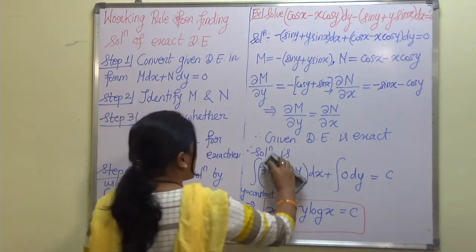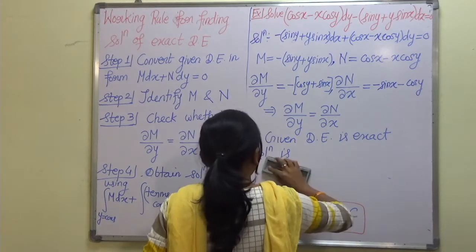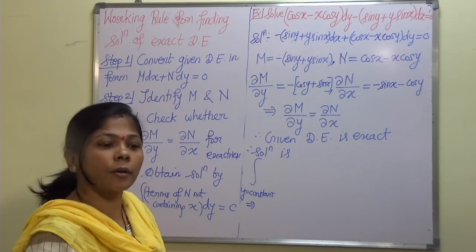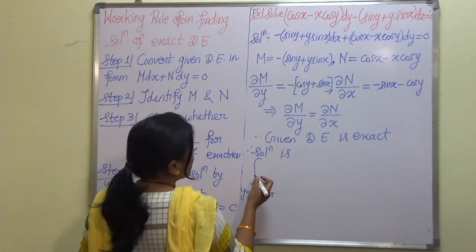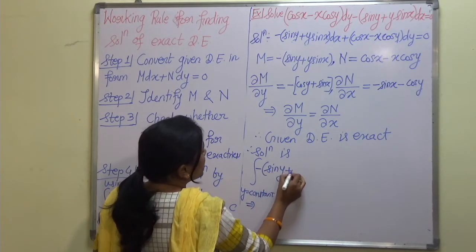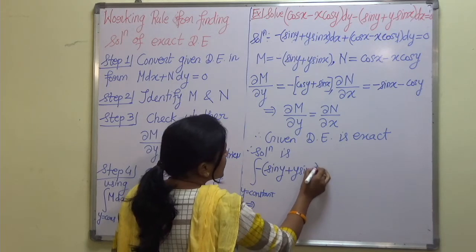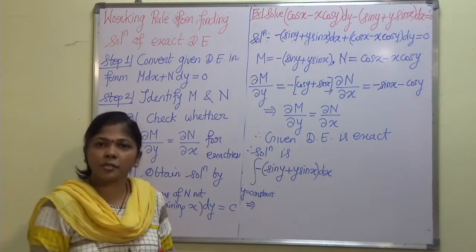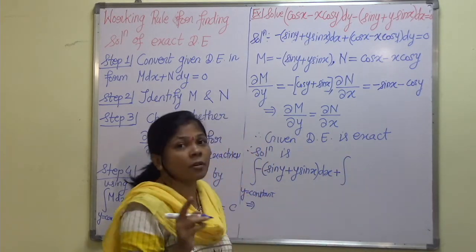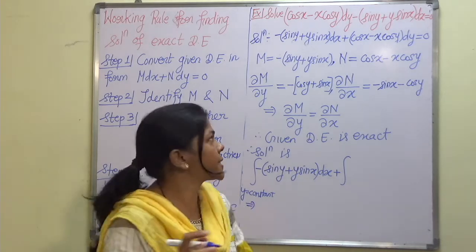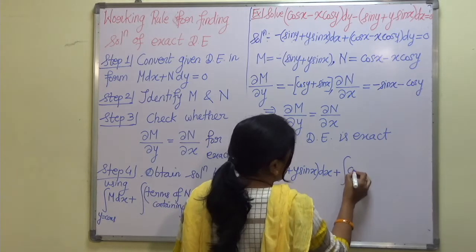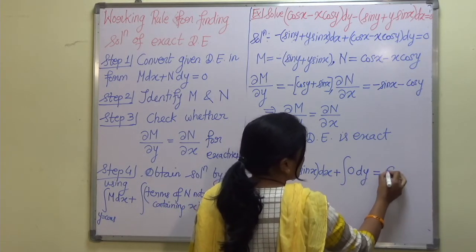Let us write the solution. According to the fourth step, the solution is the integration of M, that is minus sin y plus y sin x. The integration is to be done with respect to x. Then plus the integration of the term of N not containing x. Here x, here also x, right? So it is the integration of 0, no terms.